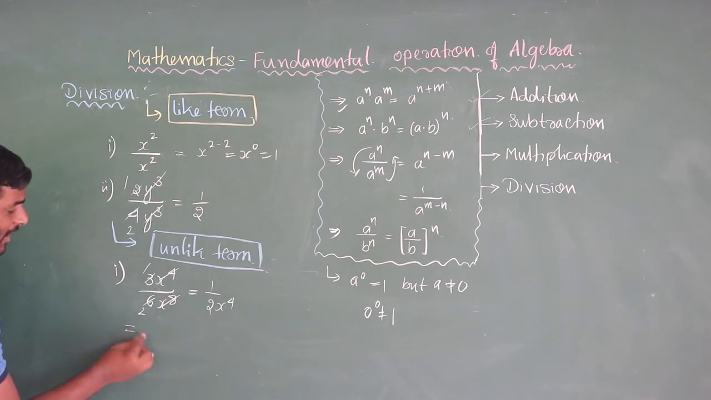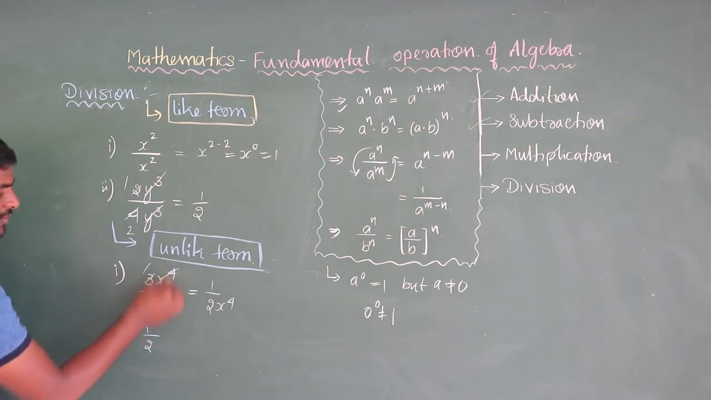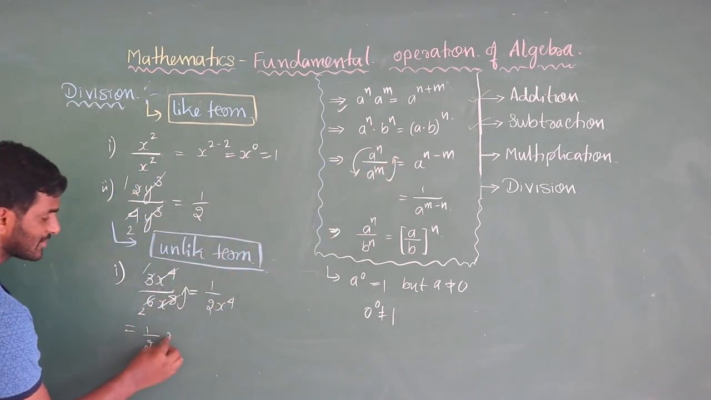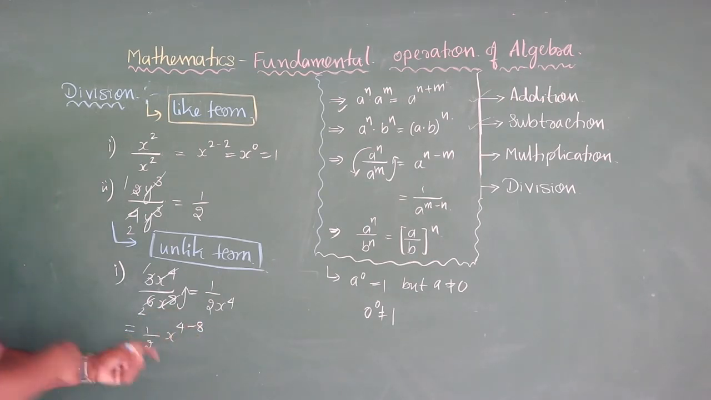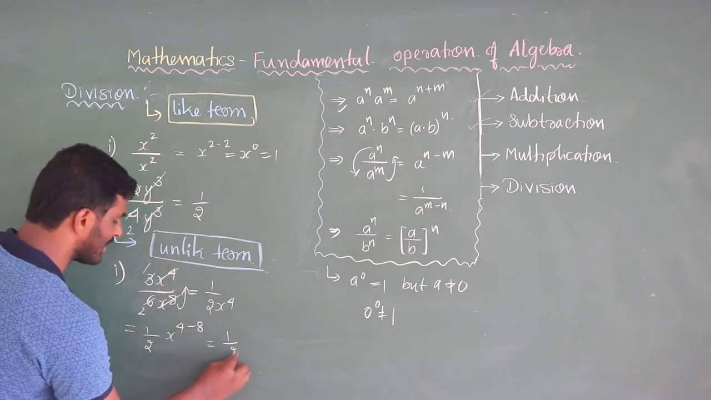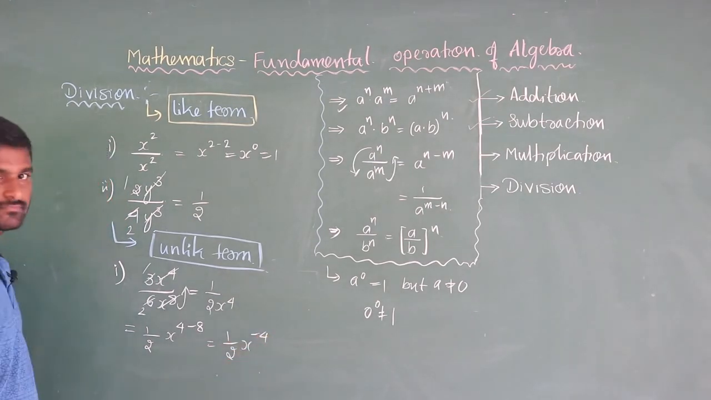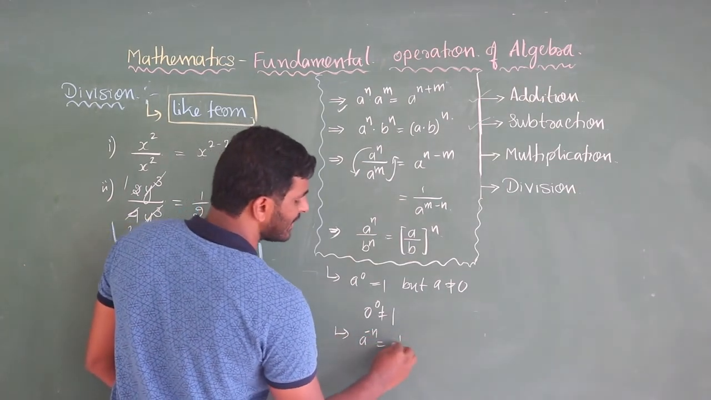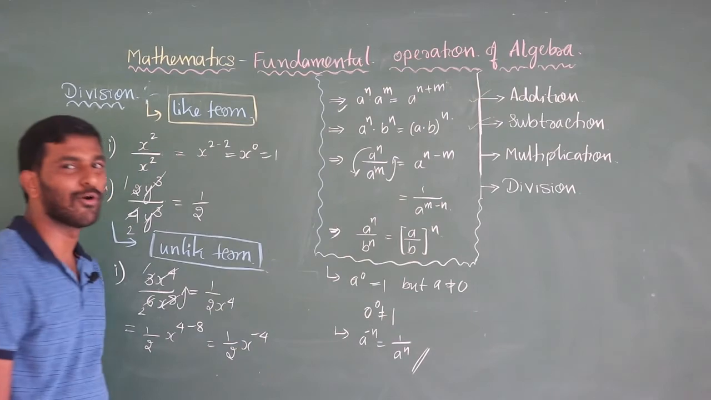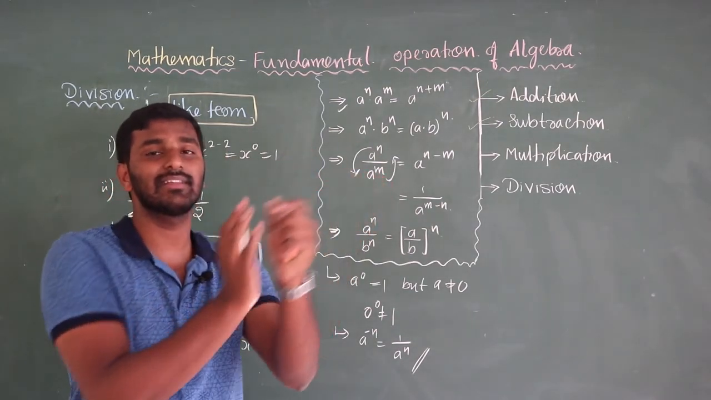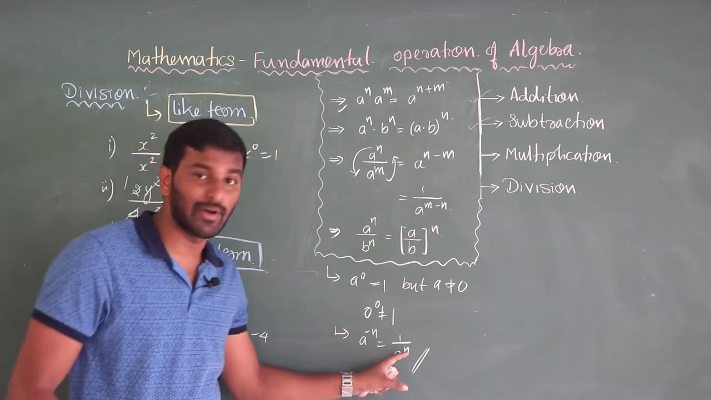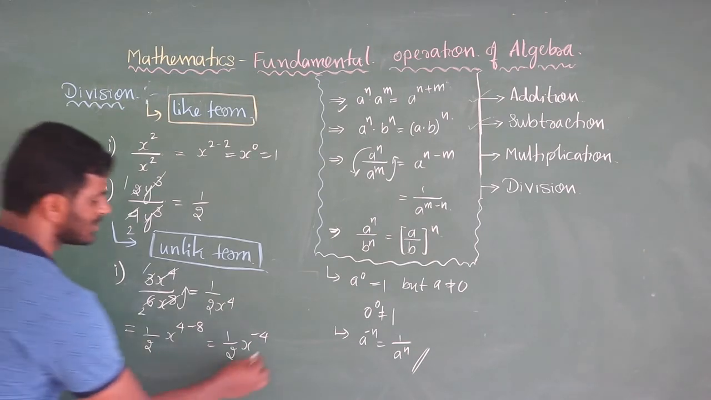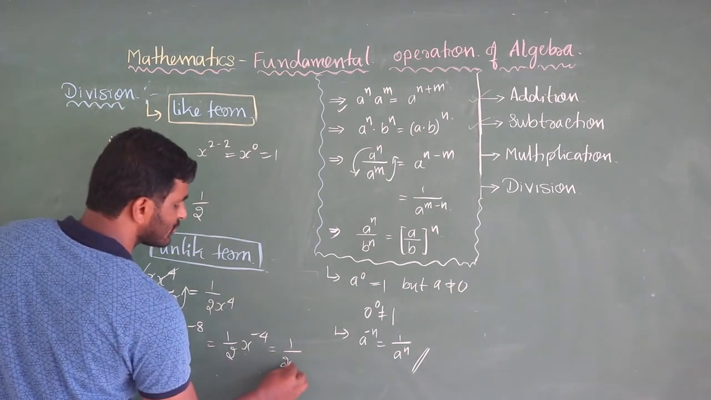Otherwise, we can also solve it this way. There is a 1 by 2 remaining if you are taking it to the numerator using this formula, a to the power of n minus 1. x to the power of 4 as it is minus 8, the sign will change. That is equal to 1 by 2 times x to the power of minus 4. Actually, one more indices formula: a to the power of minus n is equal to 1 divided by a to the power of n. If you are taking the denominator to the numerator, the sign of the index, that means the power, will change. Okay, 1 by 2 x to the power of minus 4. This one we can also write as 1 divided by 2 into x to the power of 4.